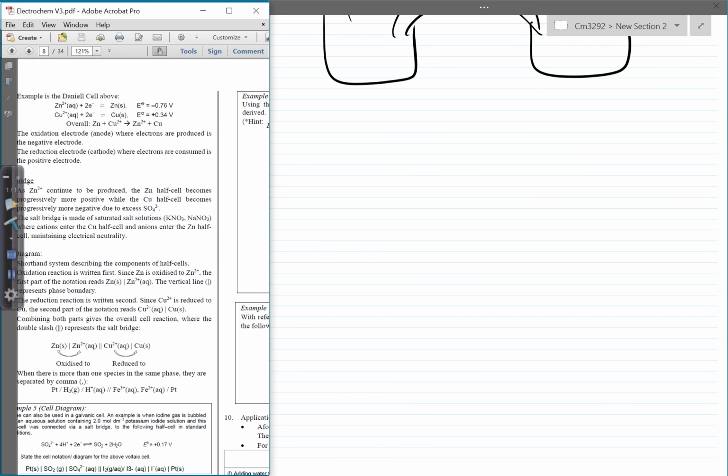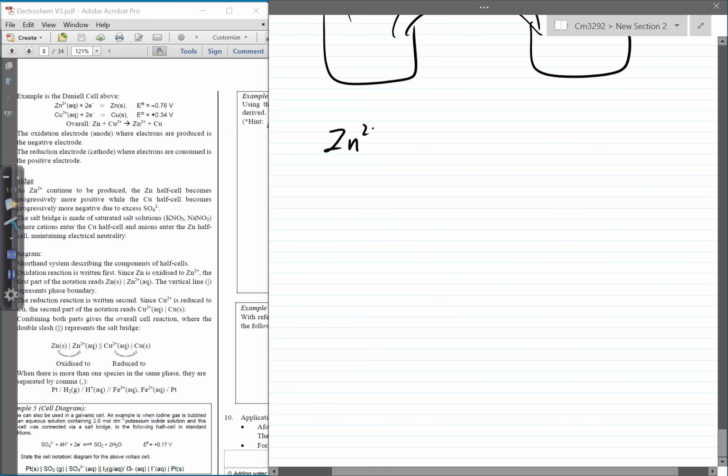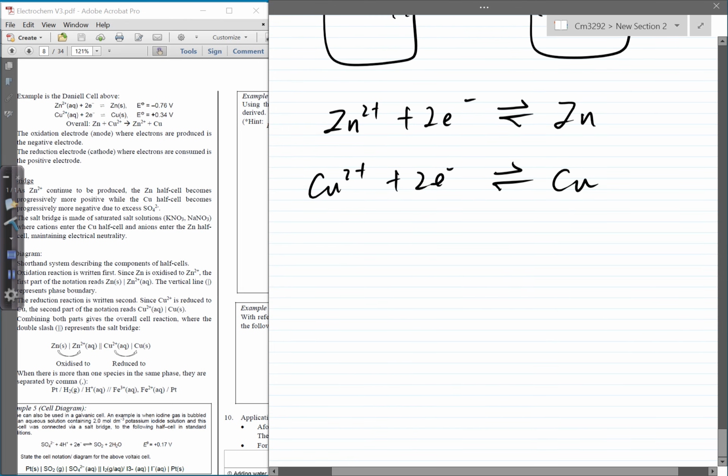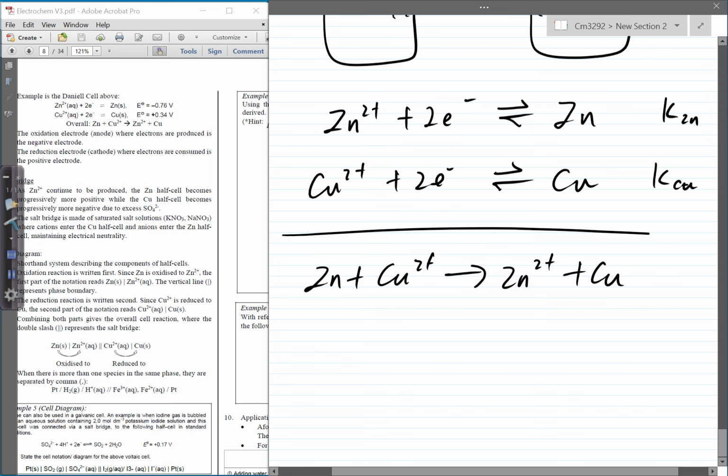So if you can recall the zinc system, you have Zn2+ plus 2e- becomes Zn, right? The other one is Cu2+ plus 2e- becomes Cu, right? And we have these two E cell values. So for the first equation, we can just call it K zinc. For the second equation, we call it K copper, right? The equilibrium constants. And we know that the overall reaction is Zn plus Cu2+ becomes Zn2+ plus Cu, right? This is the overall equation.